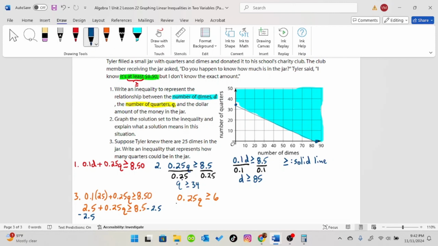The opposite of multiplying by 0.25 is dividing by 0.25. So we're going to do that to both sides to keep it equal. This gives us Q is greater than or equal to 24. So this tells us there would be at least 24 or more quarters in the jar.